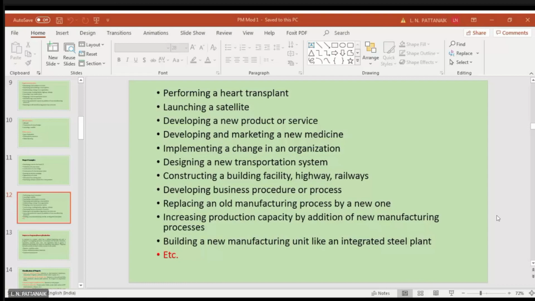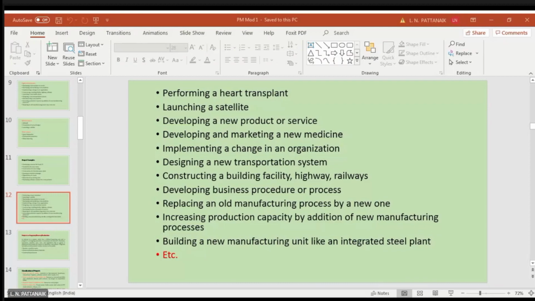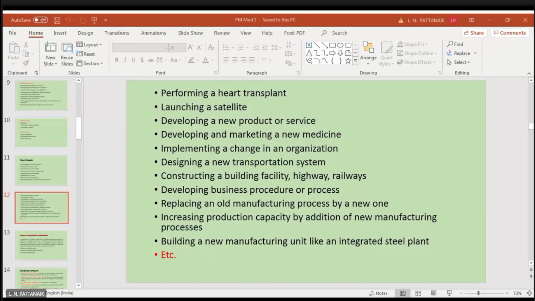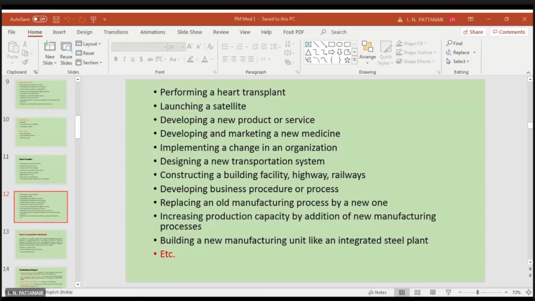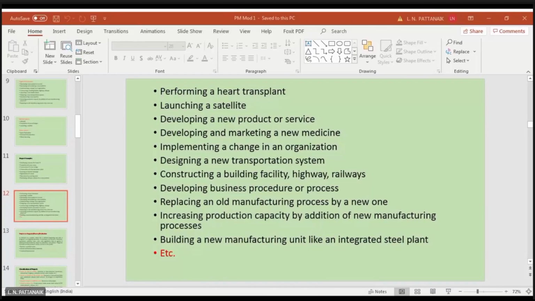Yes, please. Can we consider the Delhi Transportation Corporation project? They have made an electric bus. Yes, why not? Like from here we are seeing the example of designing a new transportation system. Yes, the Delhi Transportation Corporation is doing the same thing. I guess from today they are launching the electric bus.